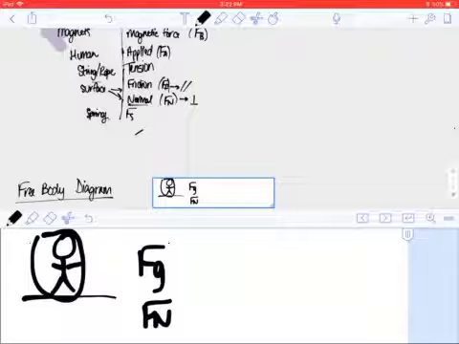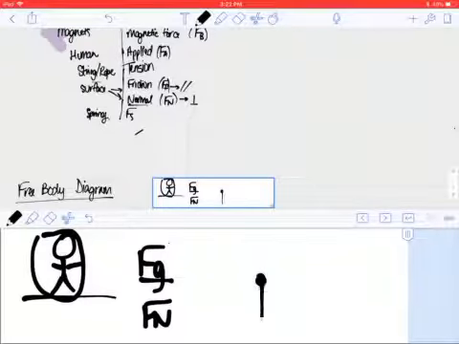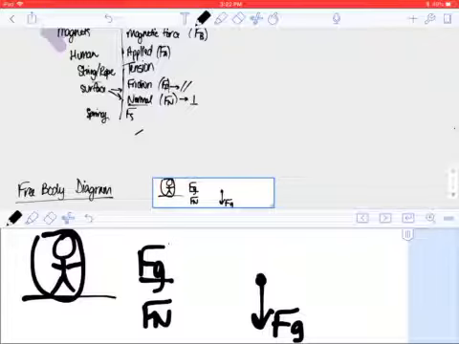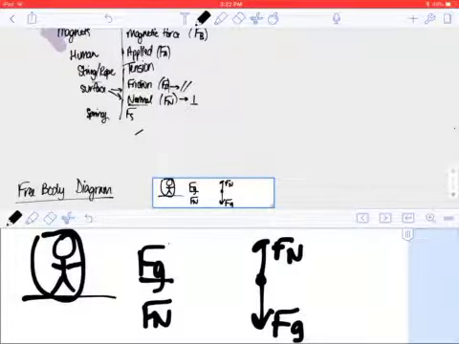Okay. So to make a free body diagram, you're going to draw a dot to represent your object. Okay. Then you're going to draw the forces in. Forces are vectors. Vectors we draw as arrows, so therefore you're going to draw arrows. Gravity. Gravity always points directly downward. So this is the force of gravity. Normal. Normal pushes up on the person. So this right here is the free body diagram for the person.